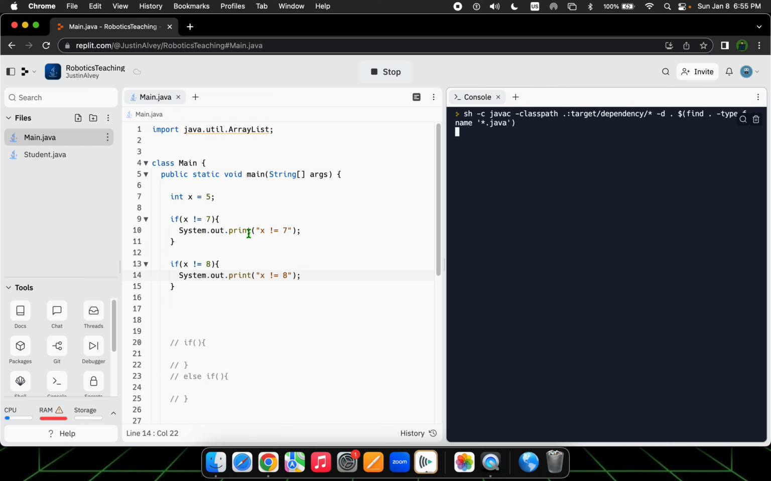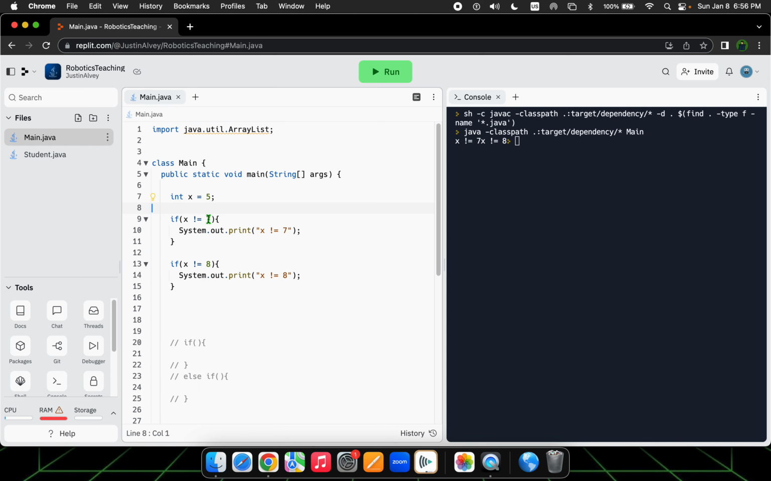So if we do this, if x isn't 7, x isn't 7. If x isn't 8, x isn't 8. And there we go. I forgot to do println, so they printed on the same line, but you can see that x isn't 7, x isn't 8. But what if we only wanted to check, or at least return, one of these?